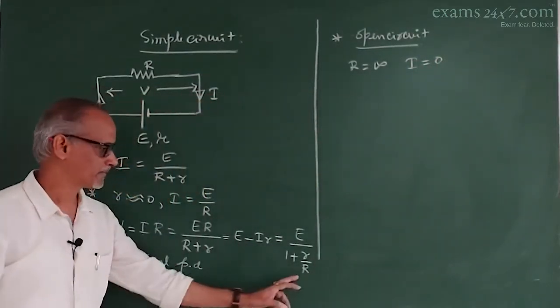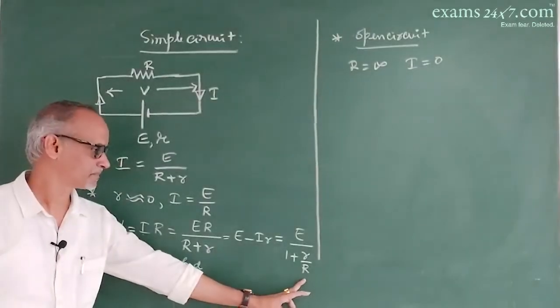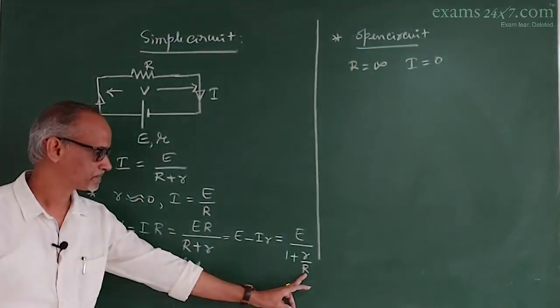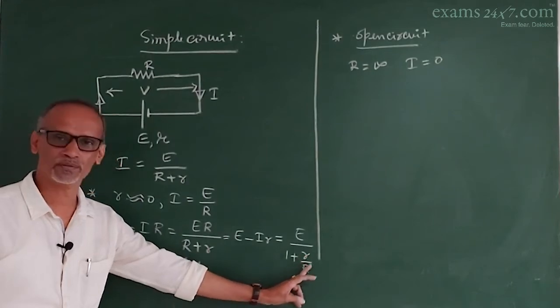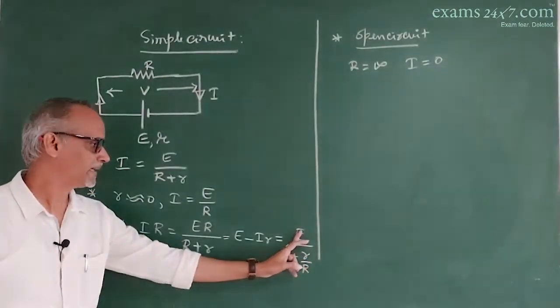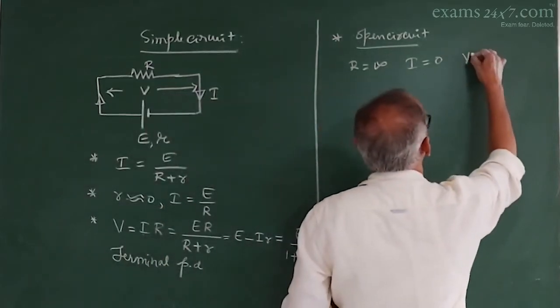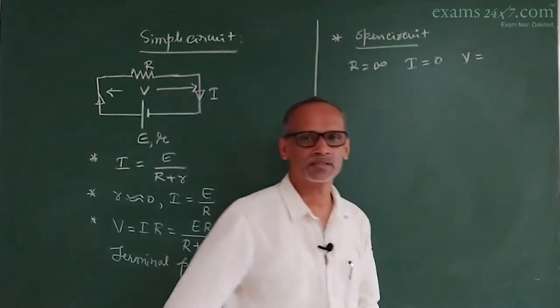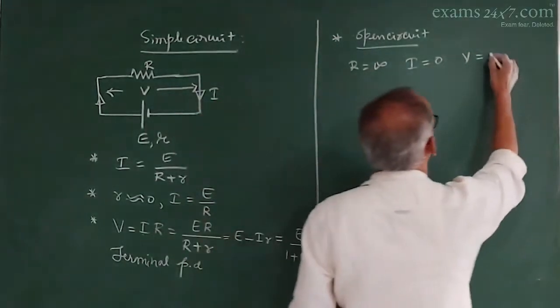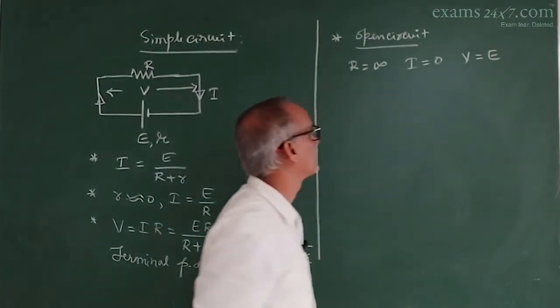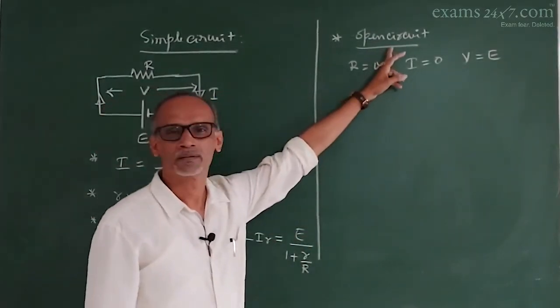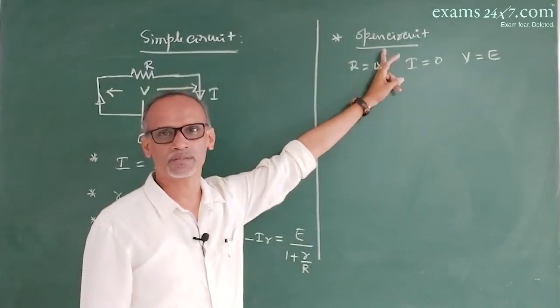And when I is 0, from this, when R is infinity, this term becomes 0. We will get E by 1. So that is why V is equal to E. That means the terminal potential difference is equal to the EMF of the cell when the circuit is open. So that is called an open circuit.